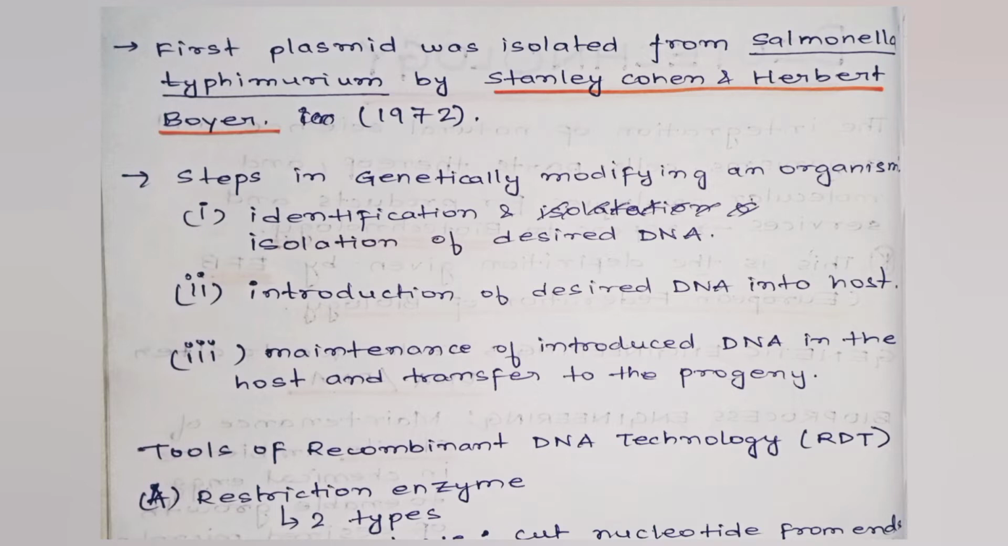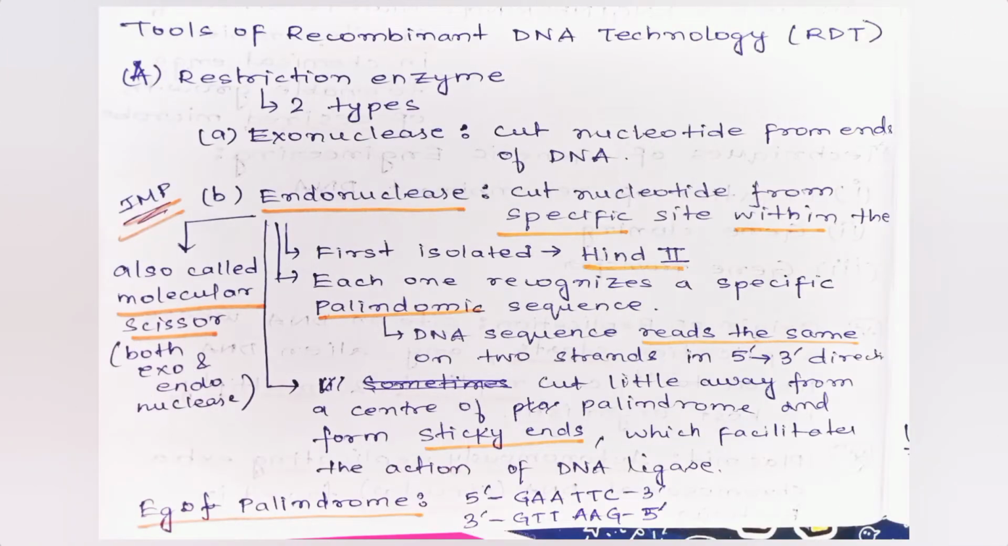Steps in genetically modifying an organism: identification and isolation of desired DNA. Introduction of desired DNA into the host. Maintenance of introduced DNA in the host and transfer to the progeny. Tools of recombinant DNA technology. Firstly, we have restriction enzymes that are also known as molecular scissors. They help cut the nucleotides from DNA.